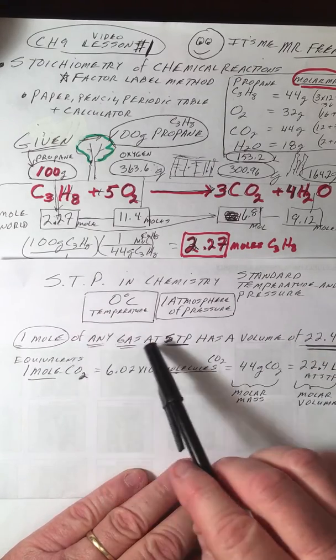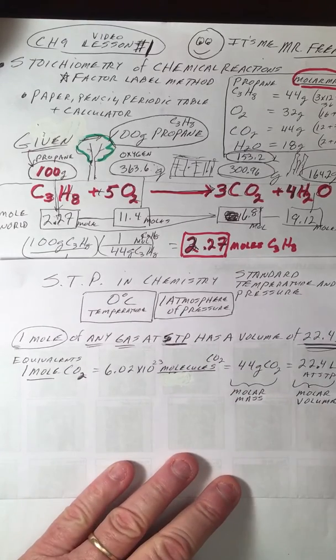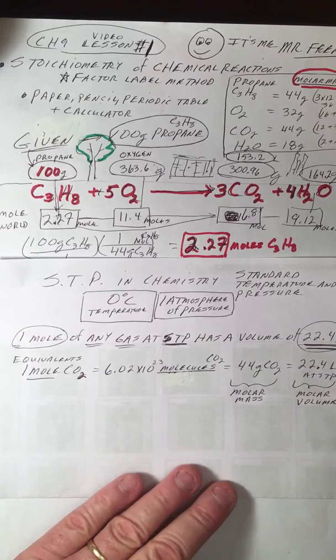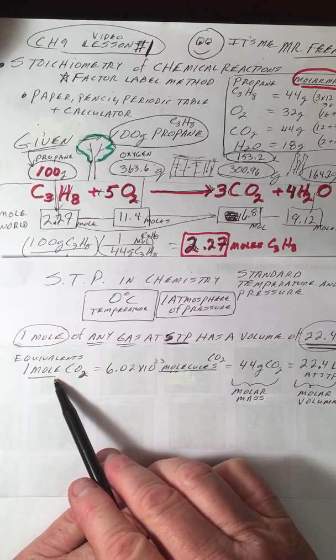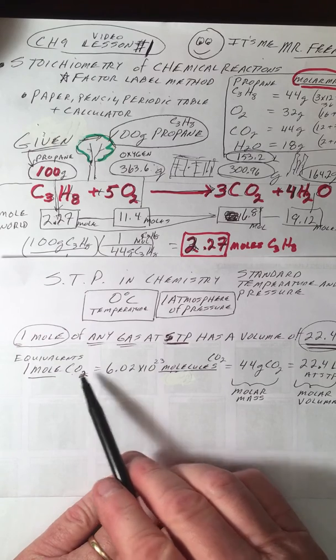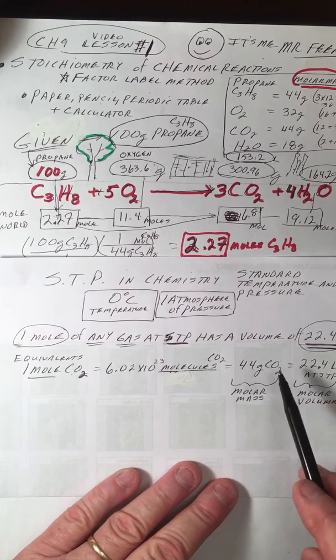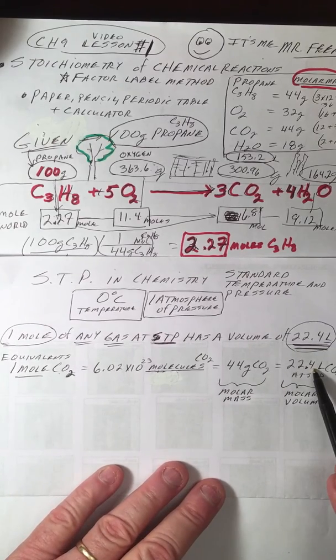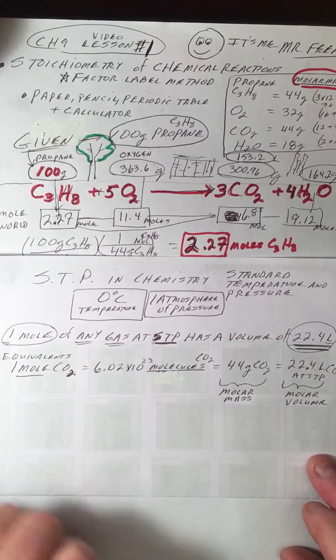So 1 mole of any gas at STP has a volume of 22.4 liters. You just got to memorize that. You have to. So now you have a new little thing to put in your equivalents. 1 mole of carbon dioxide equals 6.02 times 10 to the 23rd molecules. Carbon dioxide equals 44 grams. And 1 mole of any gas is 22.4 liters. Now I can use any of those I want to make my conversion.